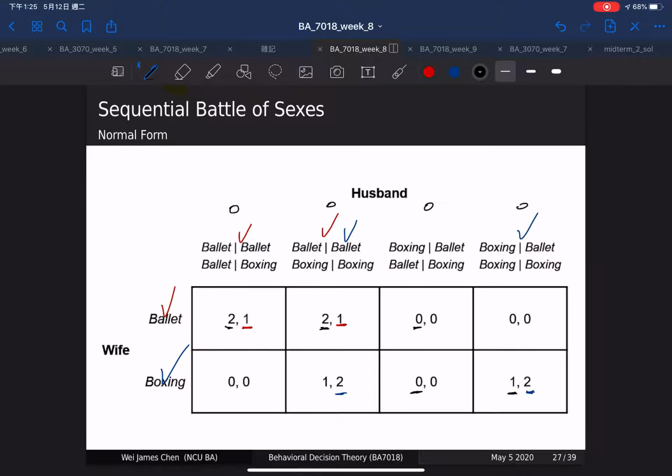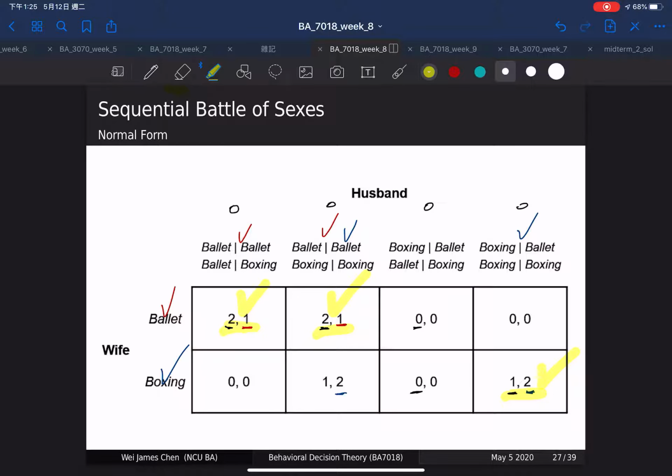And remember that as long as both payoffs have an underline, that means it is where the best responses meet each other. So these 3 are Nash equilibria. Are we clear?